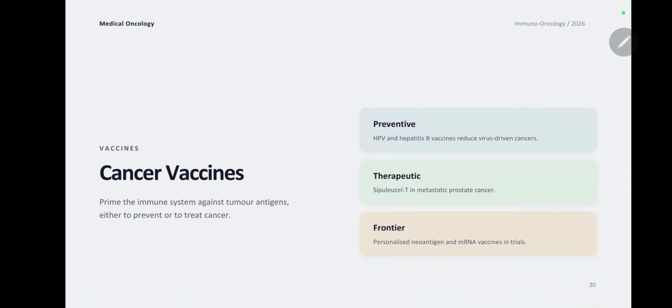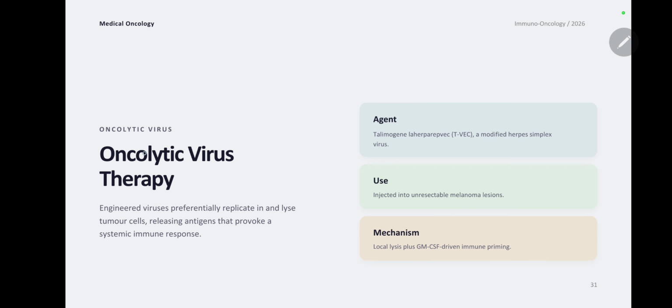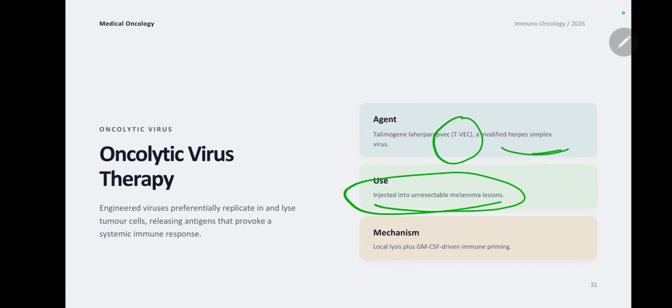Next is the cancer vaccine. We have two types of cancer vaccine usage: preventive cancer vaccine and therapeutic cancer vaccine. Preventive ones are like HPV and hepatitis B, and therapeutic ones are used in, for example, metastatic carcinoma prostate. Many mRNA vaccines are under trial. So we consider cancer vaccines as a separate class. Next is oncolytic virus therapy. One important and very good virus is T-VEC, a modified herpes virus which is used in unresectable melanoma.